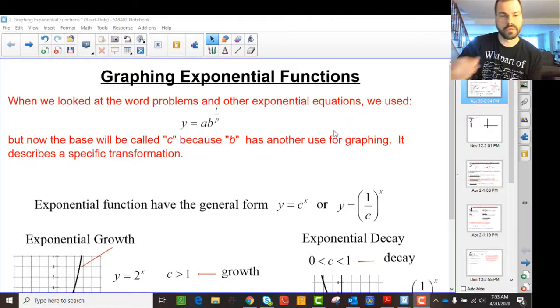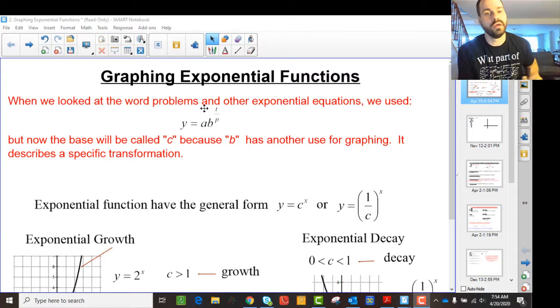So we want to talk about graphing exponential functions. We have discussed in the previous section how to use the exponential equation to solve for things. So we did some exponential equations with half-life and with doubling. And we said we use this y equals ab to the t over p. That was kind of what we use as our base formula.